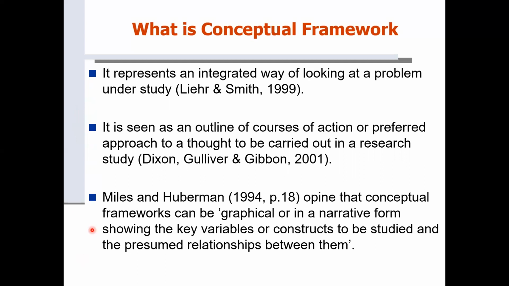According to someone else, conceptual frameworks can be graphical or in a narrative form, showing the key variables or constructs to be studied and the presumed relationship between them. So what is the other thing? We can make some narratives. We can make some graphical pictures and narratives and key variables. Then we can see the direction of the relationship among the variables in this study.